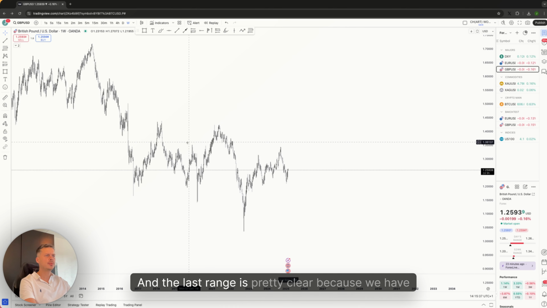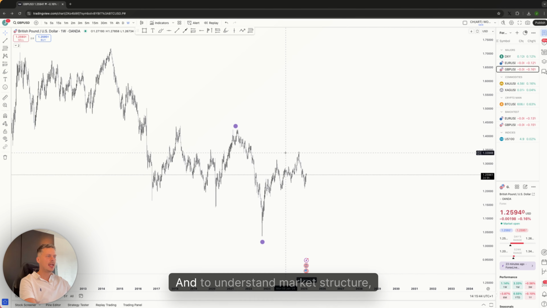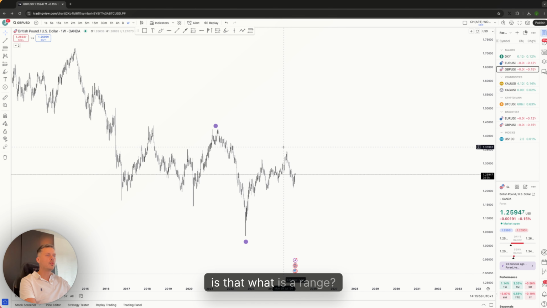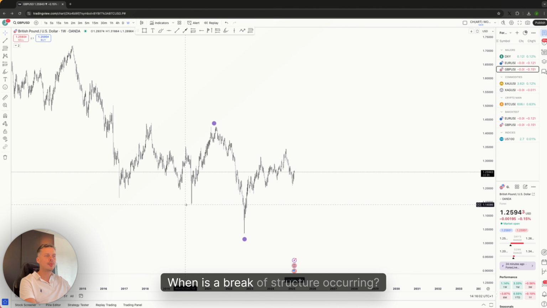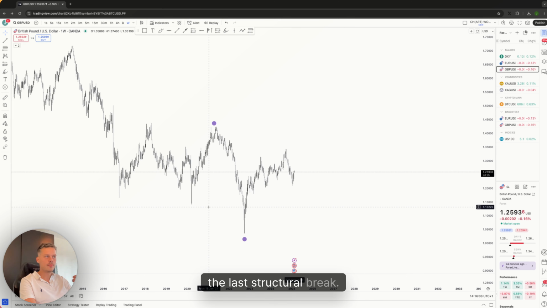And the last range is pretty clear because we have a high in the market and we have a low in the market. And to understand market structure, to understand highs, lows, higher lows, or in other sense, lows, lower highs, lower lows, what is a range and how can we identify a range? When is a break of structure occurring? And the break of structure is always occurring on the last structural break.